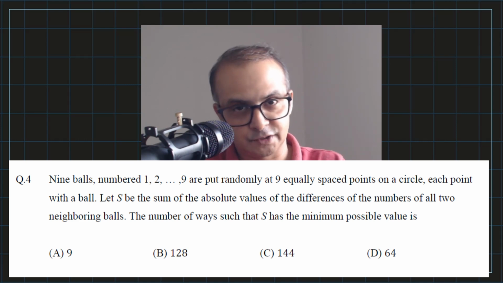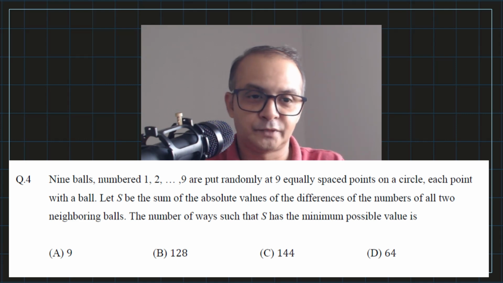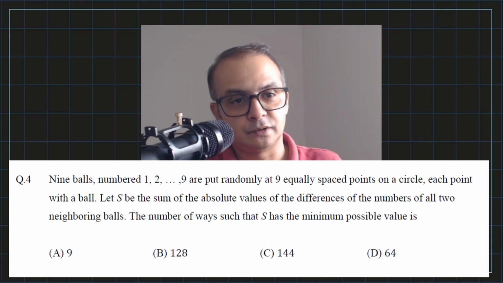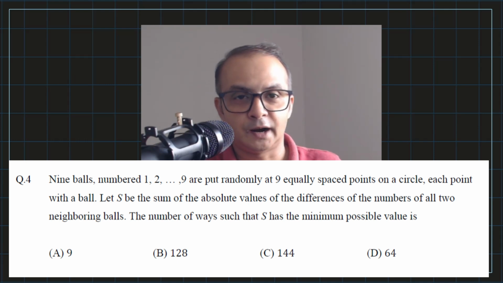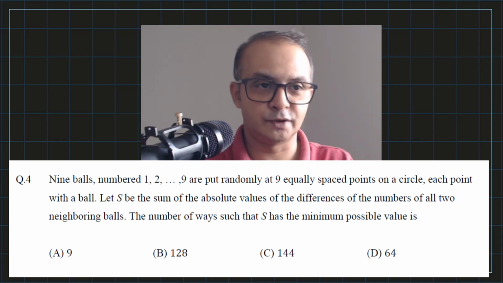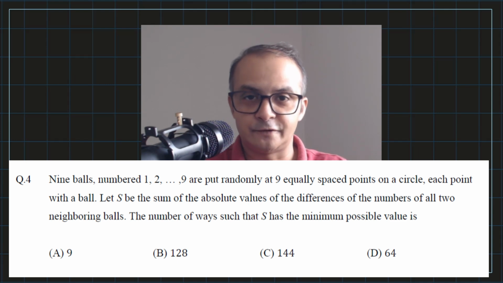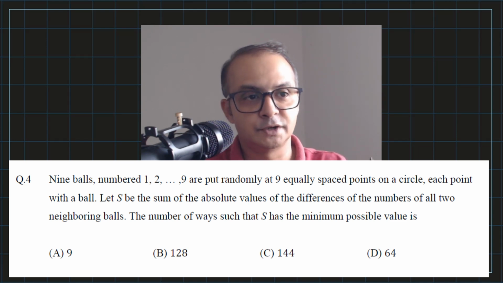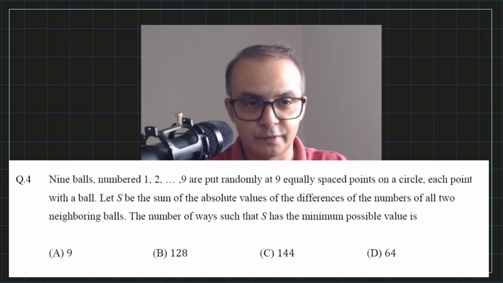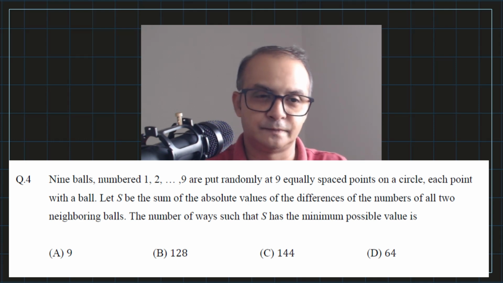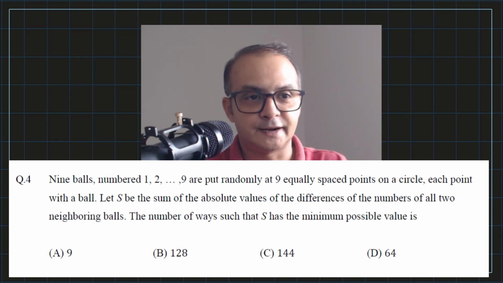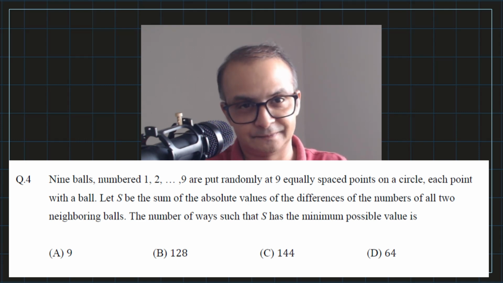So here is the question, as you can see on your screen. There are 9 balls, numbered 1 to 9, put randomly at 9 equally spaced points on a circle. And let S be the sum of absolute values of the differences of the numbers of all 2 neighboring balls or consecutive balls. The number of ways such that S has minimum possible value is. So this is the question we have.